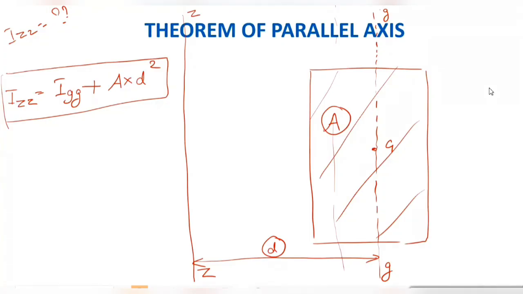And how are ZZ and GG connected? They are parallel to each other. GG is passing through the geometric center. ZZ is not passing through the geometric center, right? So IZZ is equal to IGG plus the area into the square of the perpendicular distance between the parallel axes. So this is the expression for the theorem of parallel axis. When I express this in words, it becomes the so-called definition of the theorem of parallel axis.